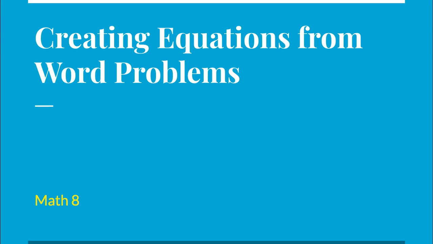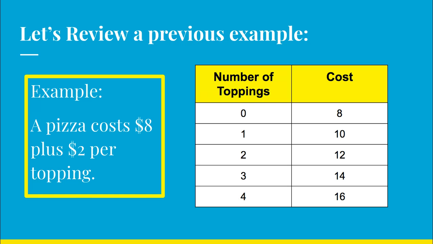Grade 8s, today we're going to look at creating equations from word problems. So to start, we're going to take a look at an example that we'd looked at previously. A pizza costs $8 plus $2 per topping. To make an equation, I could make a table of values, and so let's review how to do that.